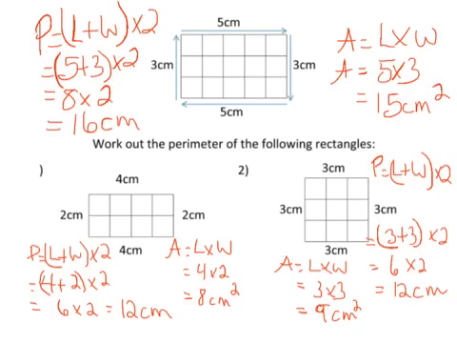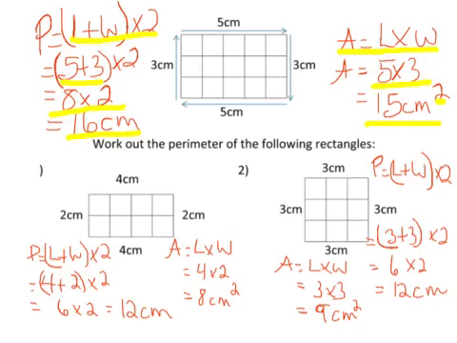So for the first rectangle, to find the perimeter, we would be looking at the length plus the width times 2. So 5 plus 3, which is 8. 8 times 2 is 16, so 16 centimeters for the perimeter. Area is length times width, so 5 times 3. So this rectangle would have an area of 15 centimeters squared, making sure you remember that little 2.